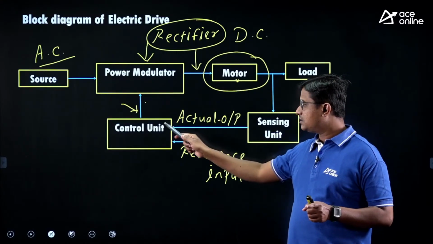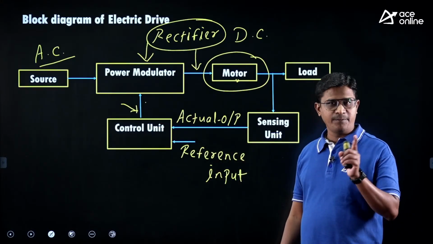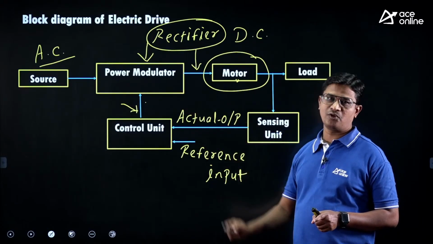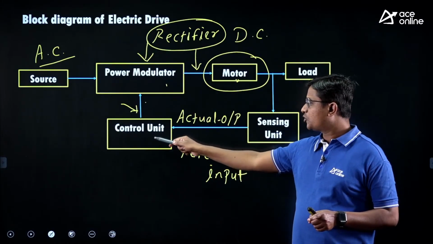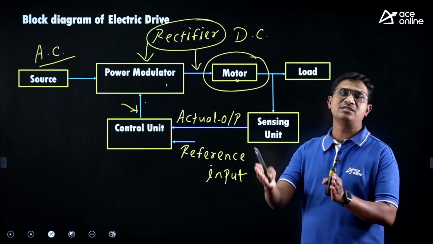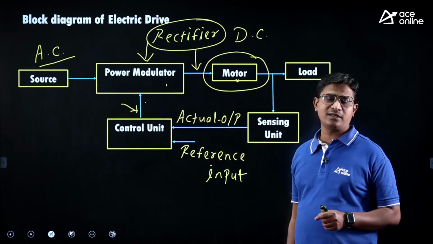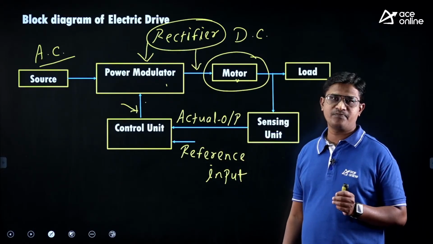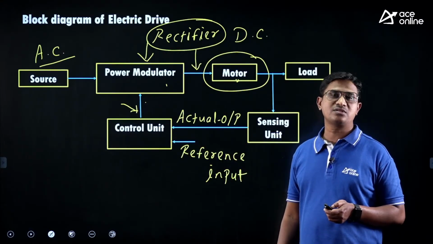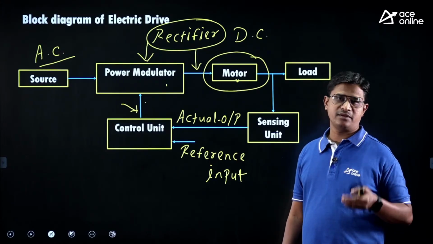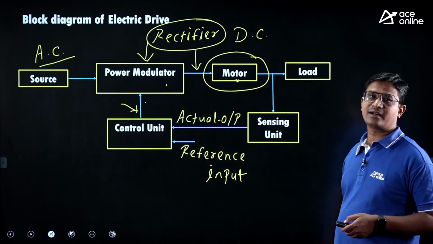The nature of the control signal, or the output of the control unit, depends on the nature of your power modulator. If your power modulator is a rectifier, then the output of the control unit will be in the form of firing pulses, or a firing angle, you can say, right? Next, if your power modulator is a DC to DC converter, that is a chopper, then the control unit output, or the control signal, will be in the form of a duty cycle. All right. So this is my simple block diagram of electric drive system.